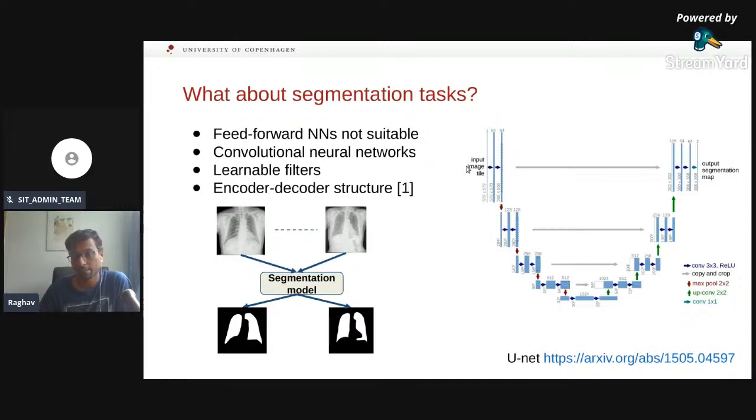So the idea is basically you take the image, and you learn some filters at the highest resolution, and then you go down in resolution. So if you start with an image which is, say, 128 by 128, you would reduce the resolution. You would go down and make it 64 by 64.